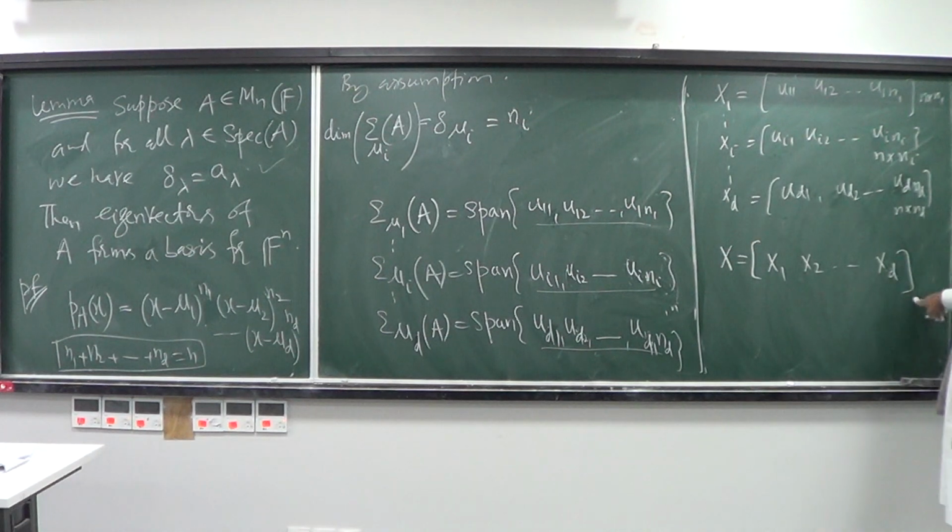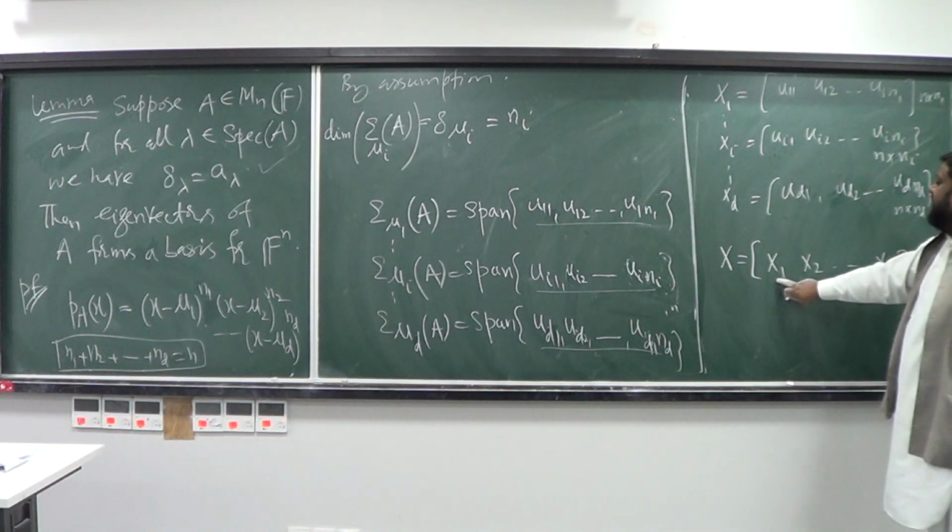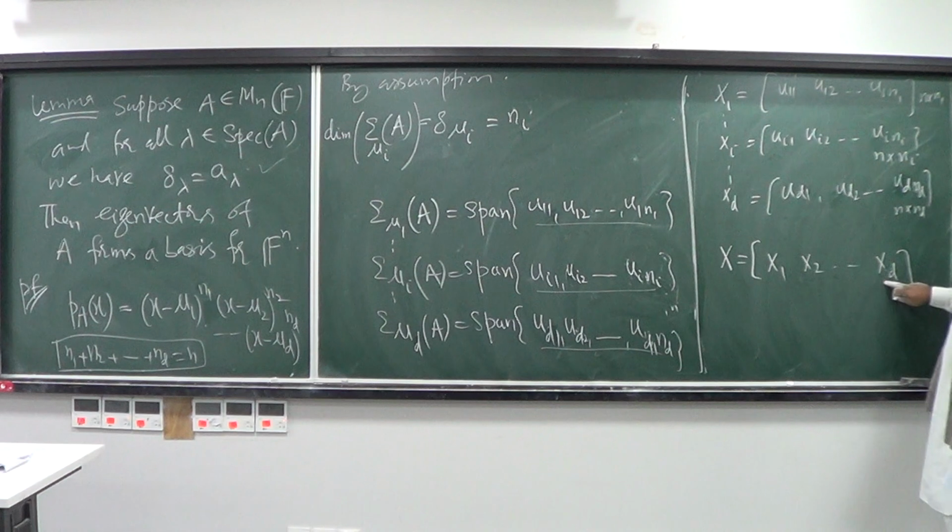So it's going to be n by n1 plus how many columns are going to be in there? So there are n1 columns here and n2 columns here and nd columns here. So the total number of columns in this matrix is n, because it's going to be n1 plus n2 plus up to nd, so it's going to be n. So that's an n by n matrix. This is an n by n matrix.